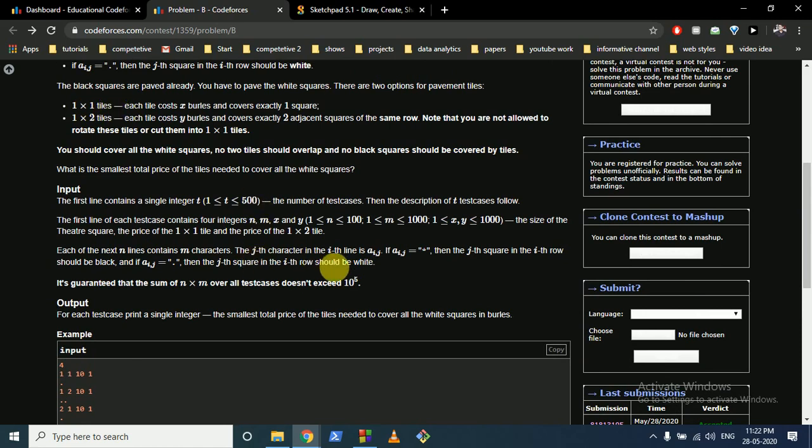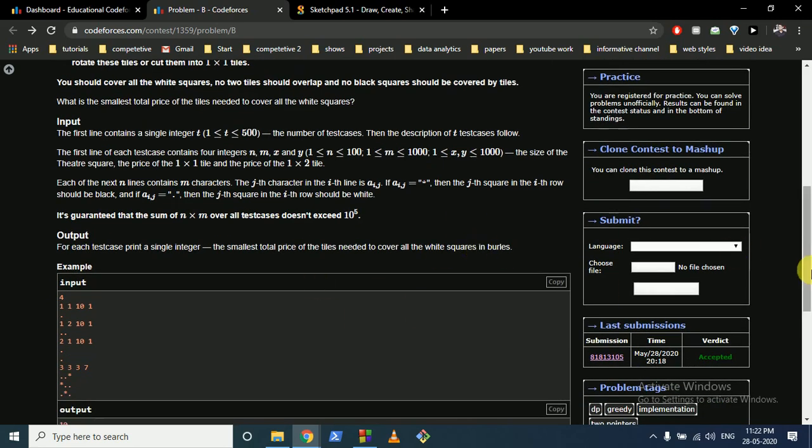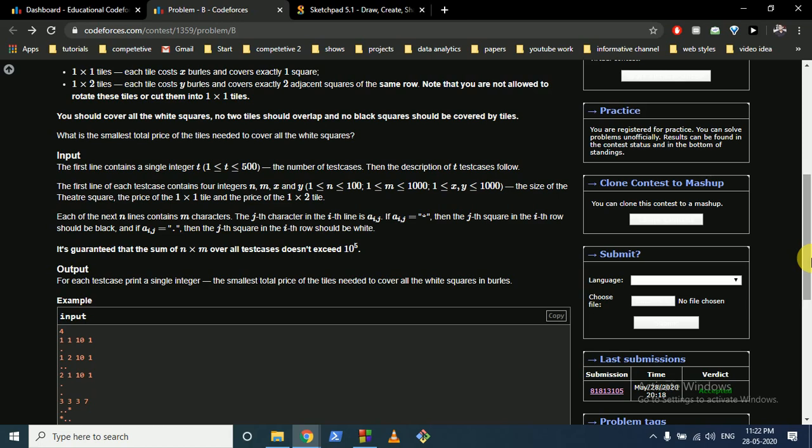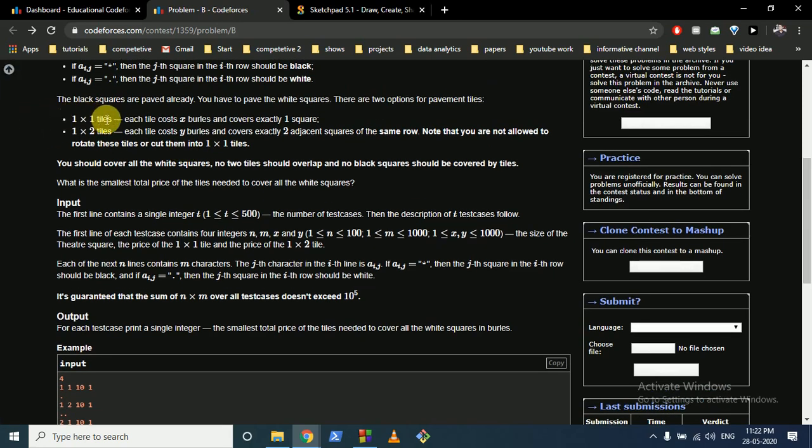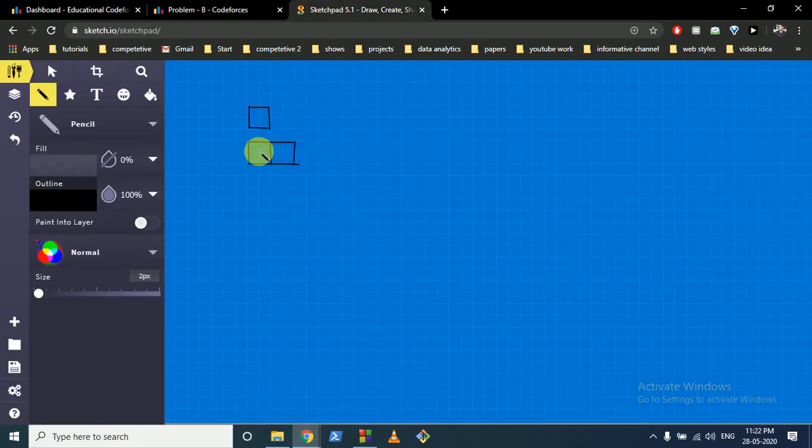But the trick here is, if you have two adjacent blocks of white color, then you have two options. You can either put two 1x1 tiles, or you can put a combined 1x2 tile. But you have to find out which costs less. Either two times the cost of the 1x1 tile is less, or the whole price of the 1x2 tile is less.